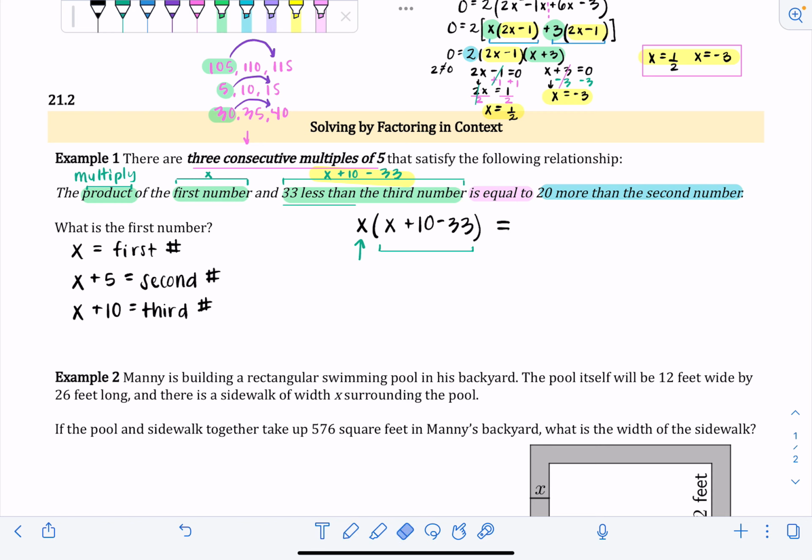Okay, so I'm going to erase some of this clutter. That's the first half of the equation. That's everything to the left, or in the sentence that came before, is equal to. And then now we have the equal sign. So on the right side of that will be what comes after is equal to, which is 20 more than the second number. So if it's 20 more, then that means that we have to add 20 to the second number. So more than would be add. The second number was x plus 5.